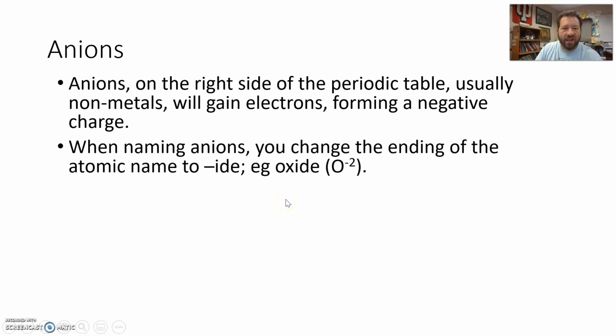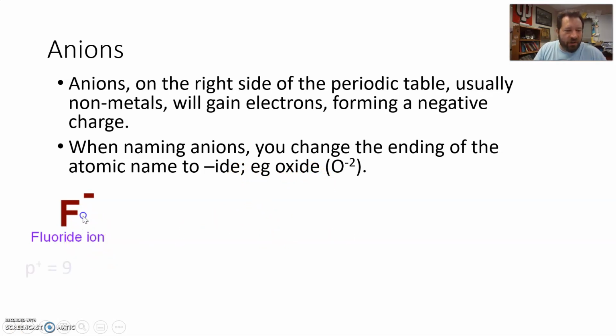So moving on to anions then, these are on the right side of the periodic table. They're usually nonmetals and they tend to gain electrons to form a negative charge. So kind of a little trick here, the name changes. As I told you before, with the cations, the name doesn't change, we just add the word ion. When you're working with an anion, the ending changes. So for instance, oxygen is not oxygen ion, it's oxide ion. We drop the ending and add the IDE.